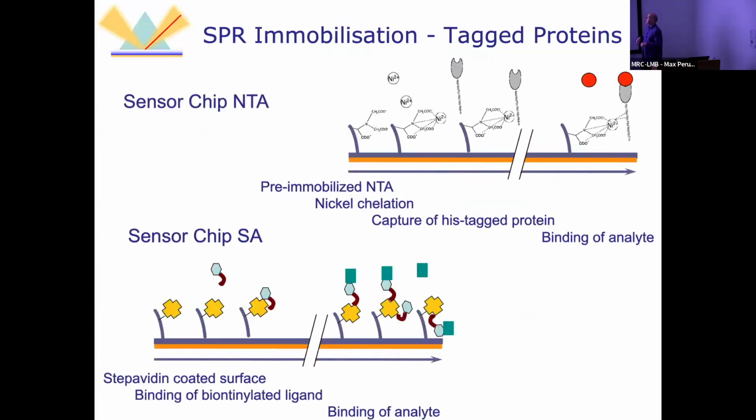Okay, sensors like nickel NTA are essentially just like running a normal NTA column for histidine-tagged proteins. You put nickel on, capture the protein, and go to binding of the analyte. Streptavidin: just flow across your biotinylated protein, and it just sticks on.